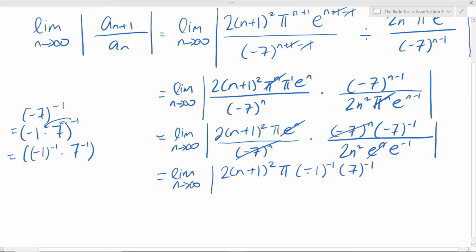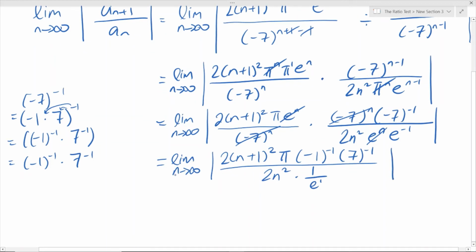So that's how we get here, right? So this will just be negative 1 to the exponent of negative 1 times 7 to the exponent of negative 1, which is the same as this. So we got from here to here. And then we can see that this is just 2n squared, just copy this. And then e to the exponent of negative 1 is the same as 1 over e to the exponent of 1.